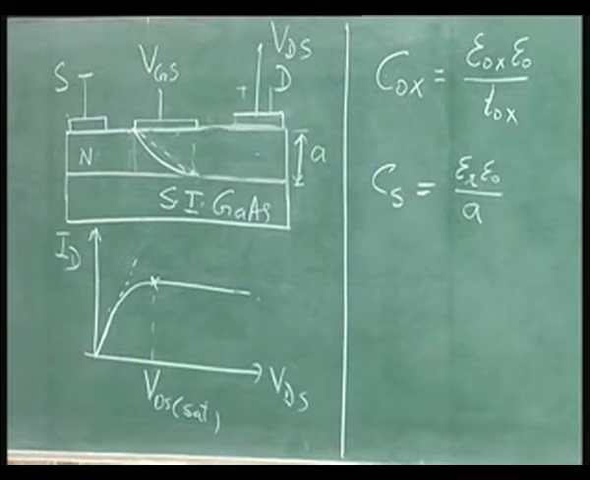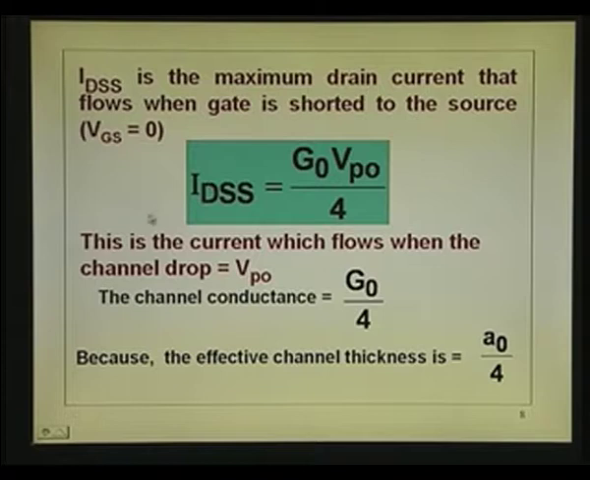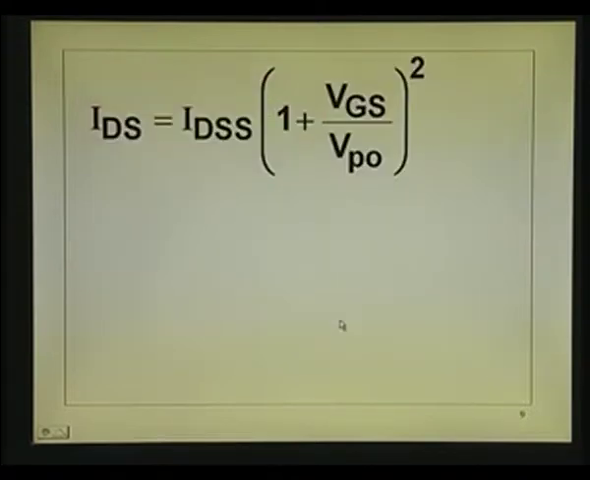Now, so what we say now is this is actually the current which flows when the channel drop is Vp 0 and channel conductance is G naught by 4. All that we have explained now.